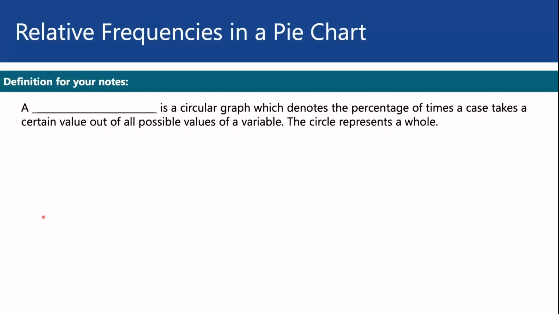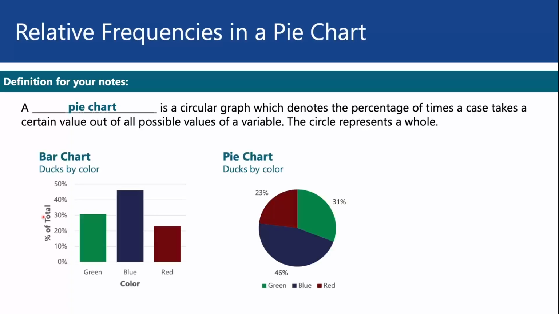Okay, now we're going to move on to pie charts. These are circular graphs which denote the percentage of times a case takes a certain value out of all possible values of a variable. In these, a circle represents a whole. So here is a lovely bar chart with our data by color, as you saw before. And here's that same data represented in a pie chart.